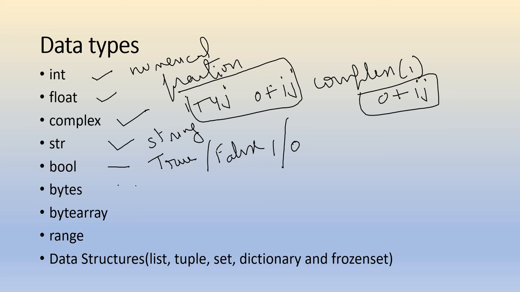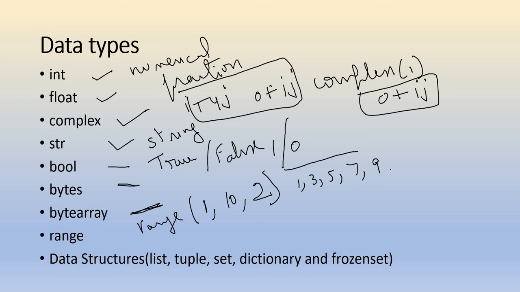And then bytes: you can create a byte array, an array that can be represented as bytes. There is also the range function, where the range should start with 1 and end with 10, and the step count is 2. So it gives the values 1, 3, 5, 7 and 9. The range should be below 10, so that's what it is saying. Initially it starts with 1, and the step count value is indicated by this 2. So what is the output?